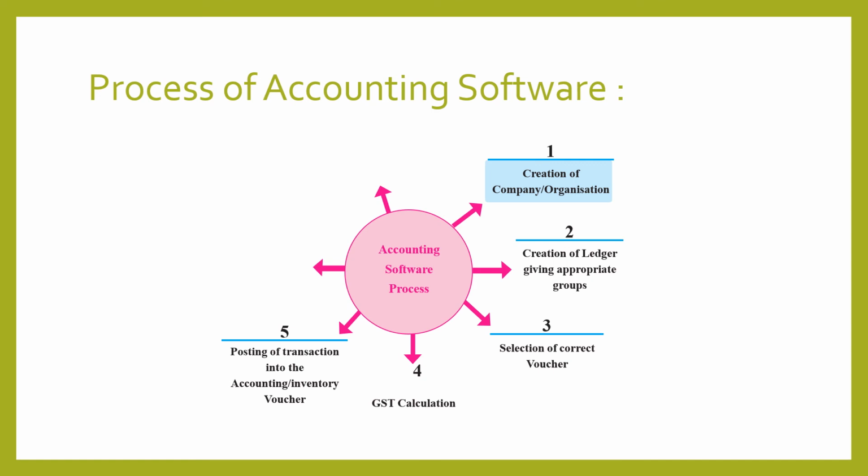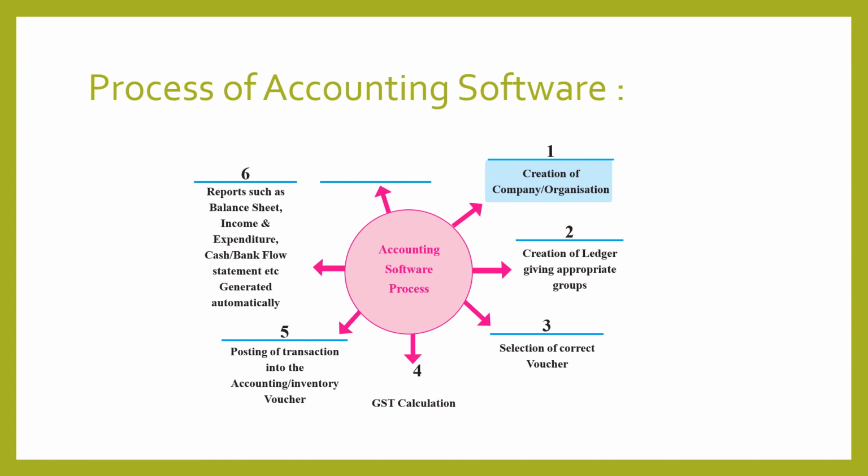So it is very important whenever you make the transaction entry, the first thing is to select the correct voucher. Then next thing is to select the correct credit side transaction and the debit side transaction. When these transactions are correct, then only your complete entry of that transaction is correct. Next one is generate the reports such as balance sheet, income, expenditure, cash and bank flow statement. They are generated automatically once all your entries are entered in the correct voucher.